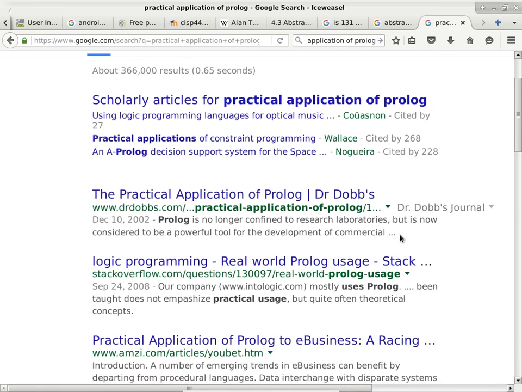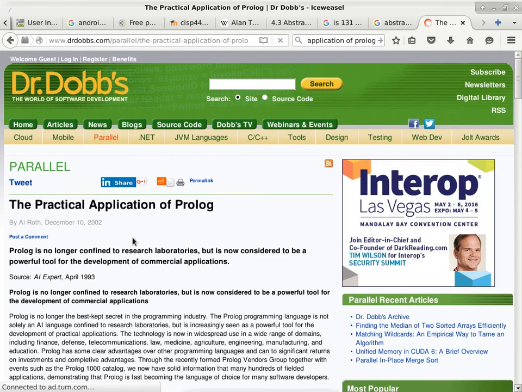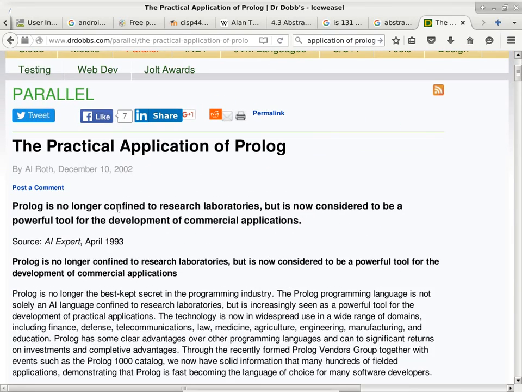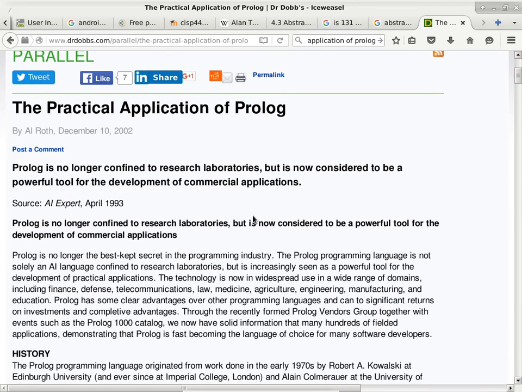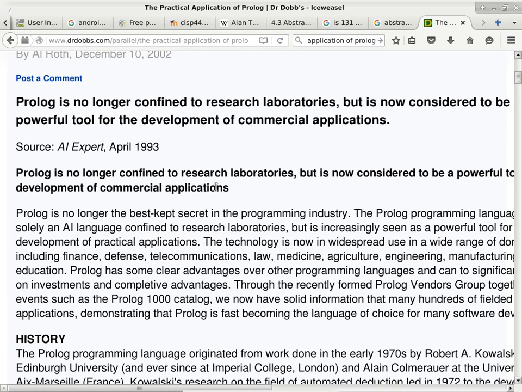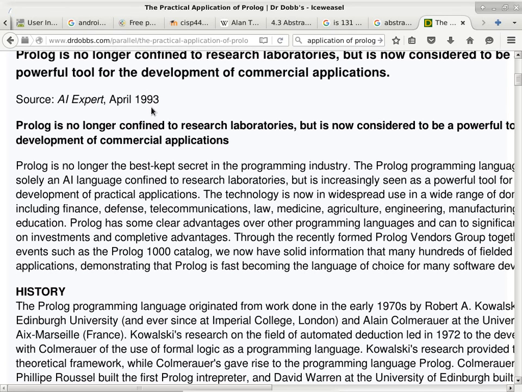Practical application of Prolog. Okay, the first link is not bad. Dr. Dobb's is a fairly respected journal or magazine, even though it's a little bit dated. It says right here, it is no longer confined to research labs. It is now considered to be a powerful tool for the development of commercial applications. From 1993. The future is now with this thing. Oh, the source is even older than first thought.